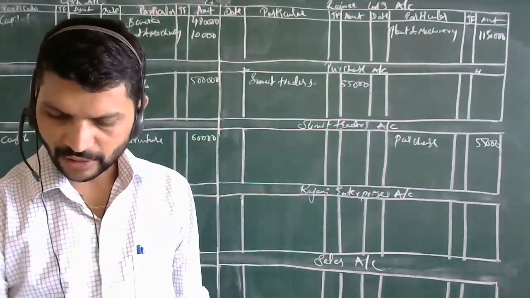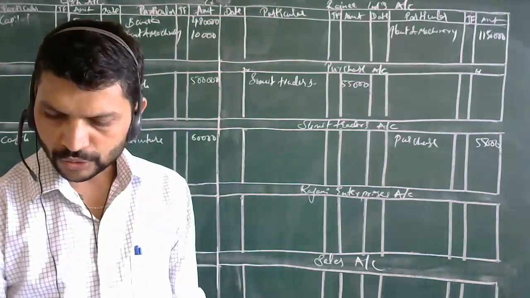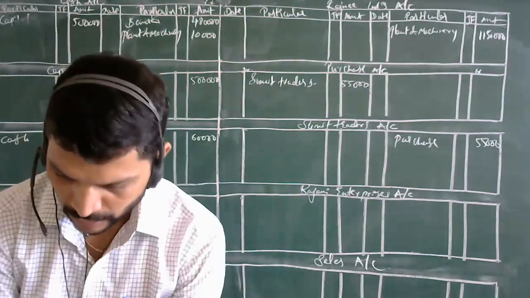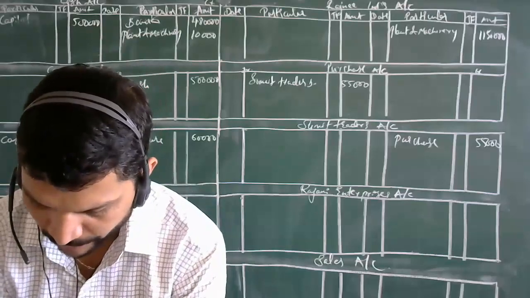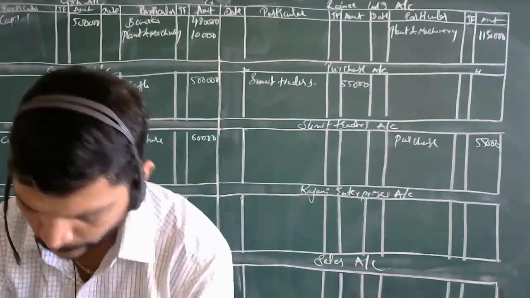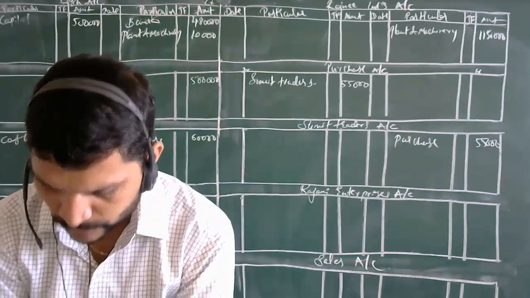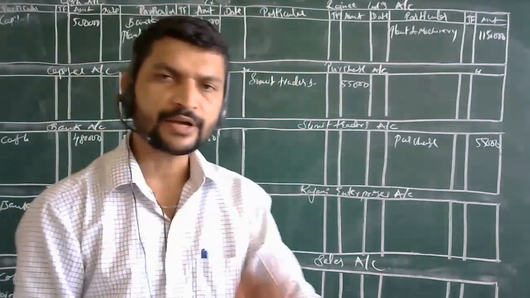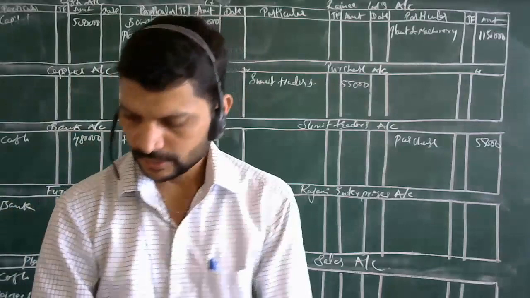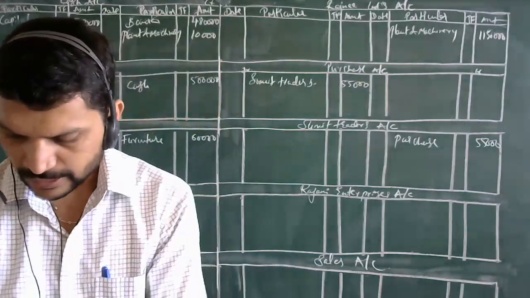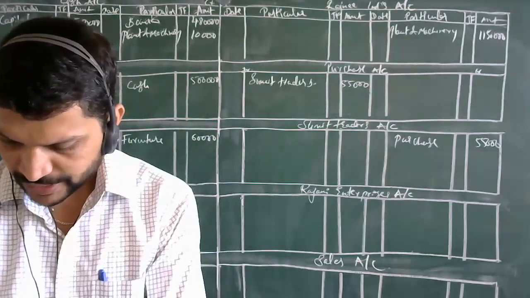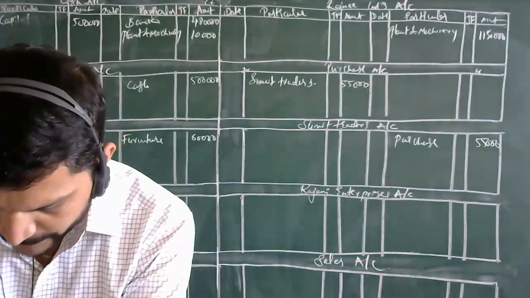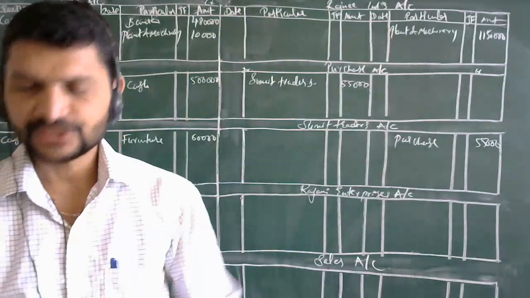Next entry is goods costing 25,000 sold to Rajni Traders for 35,000. Now, goods which are costing how much rupees? 25,000. Your goods account is not there, so we are not going to consider that over here. Here what we are going to consider is what has been sold, meaning the sales account is there, and to whom it has been sold? Rajni Enterprises.